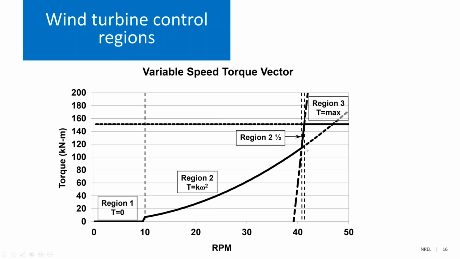The point is, this is the vector you use to control your wind turbine across these three regions. Now, region 4 is not shown here, but it would be where you have so much wind that you have to cut out. You have to stop the turbine to prevent it from breaking the tower or breaking the foundation or the blades breaking or something like that. And that's called cutout, and that's also part of this year's competition.